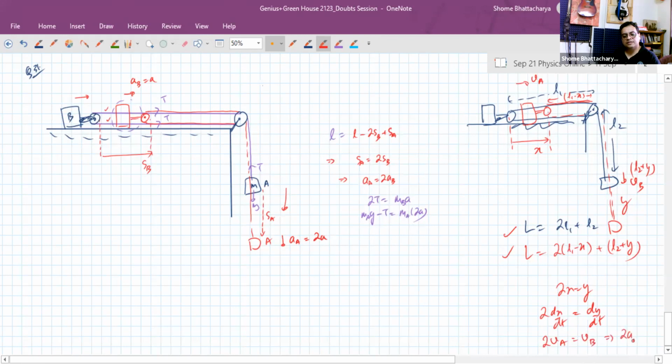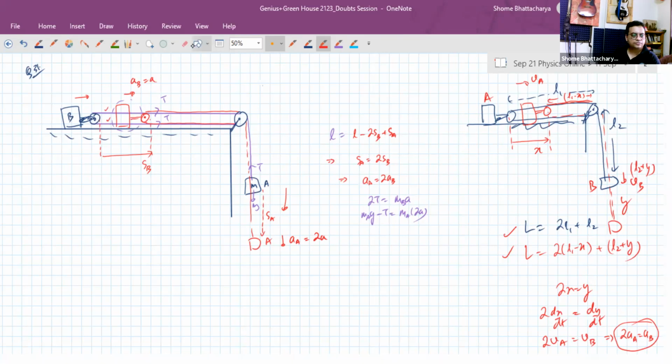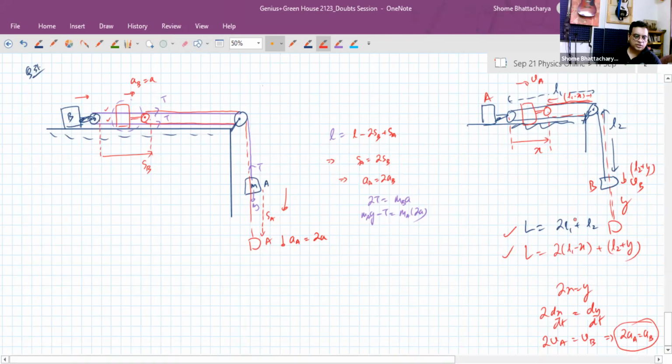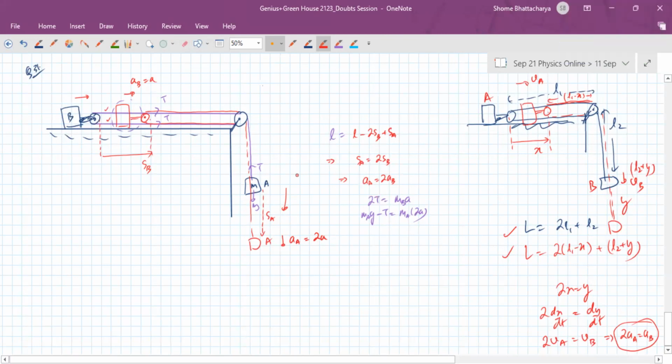So we have 2 times acceleration of A is equal to the acceleration of B. But I've taken A and B opposite here. In that diagram, I just made that mistake. This was B and this was A. But anyway, you can see that the vertically downward one has double the acceleration of the one which is moving horizontally. Okay, hope this is clear.